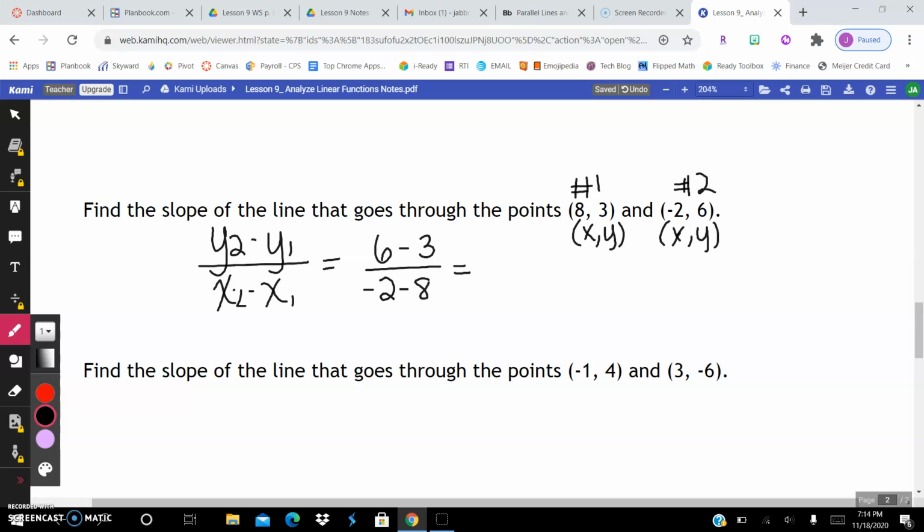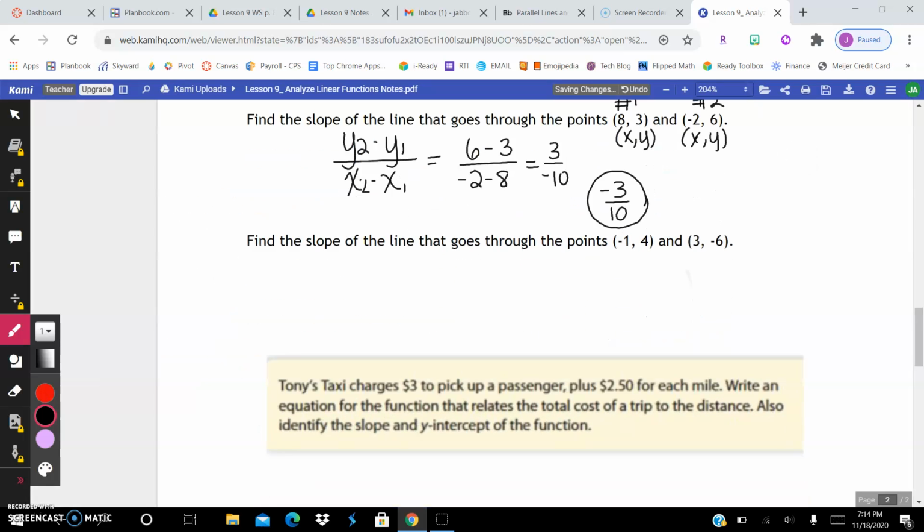Now we simplify this down. 6 minus 3 on the top would be 3. And negative 2 minus 8 at the bottom would give us negative 10. So negative 3/10 is my slope. And we just write the negative sign at the top of our fraction. We don't need to leave it at the bottom.